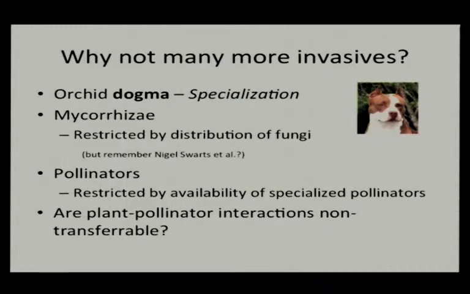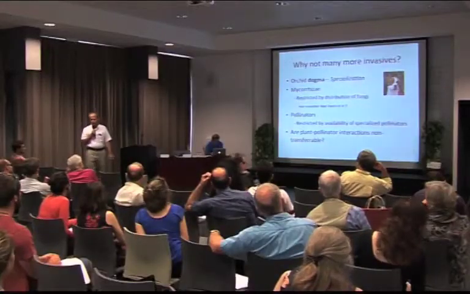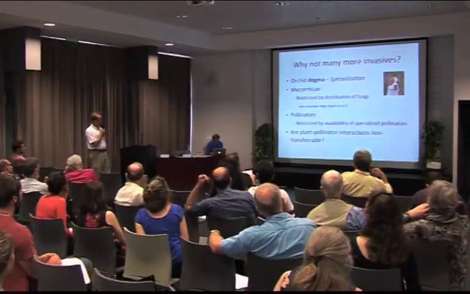Well, the explanation for why not more invasives is that we have our own dogma, and when dogma bites, it doesn't let go. And our dogma is that we have orchids that are just wonderfully specialized. So specialized that maybe in mycorrhizae, they're so specialized in mycorrhizae that their distribution is restricted because of that. But Nigel talked a little bit at odds about that in this meeting.